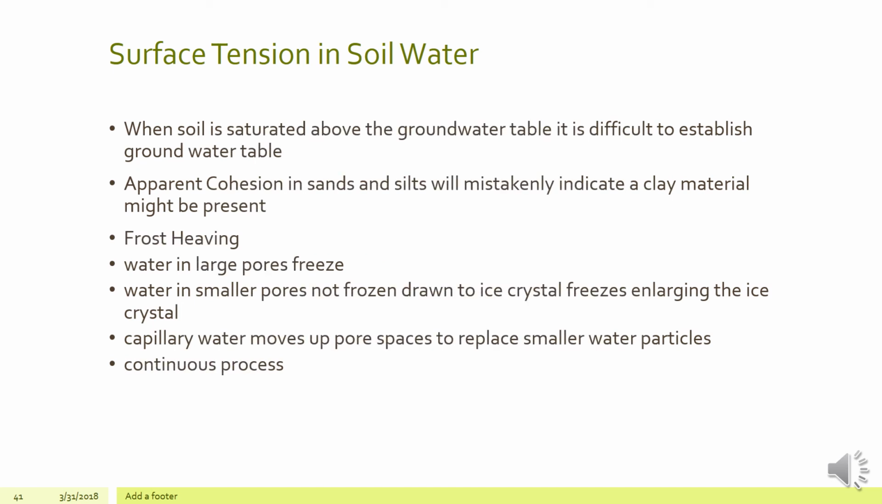Surface tension in soil water: when soil is saturated above the groundwater table, it is difficult to establish the groundwater table. Apparent cohesion in sands and silts will mistakenly indicate a clay material might be present. We get frost heaving: water in large pores freezes, water in smaller pores is not frozen but is drawn to the ice crystal and freezes, enlarging the ice crystal. Capillary water moves up pores or spaces to replace these small water particles. This is a continuous process and a big problem we have to concern ourselves with when we do designs, in order to eliminate or reduce as much frost heaving as possible.